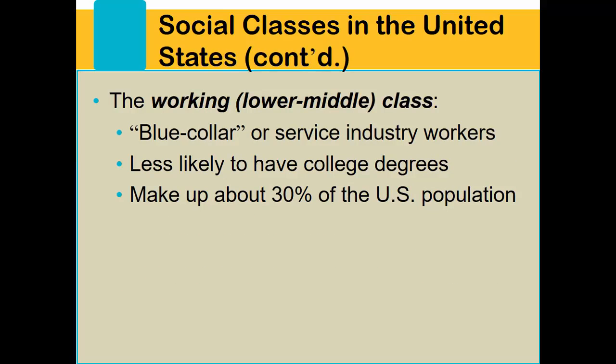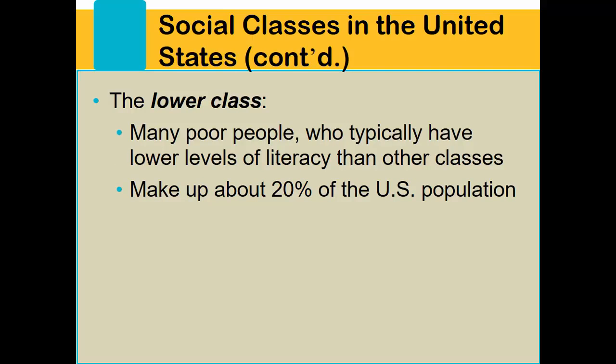Working class people. These are our blue collar, our manufacturing, or our service industry workers. Working class, also known as lower middle class people, are less likely to have college degrees, and they make up about 30% of the total U.S. population. Lower class people. These are mainly poor people who typically have lower levels of literacy than other classes, and they make up 20% of the U.S. population.